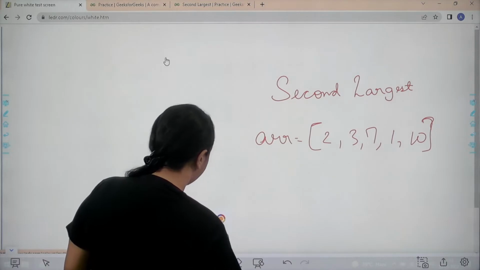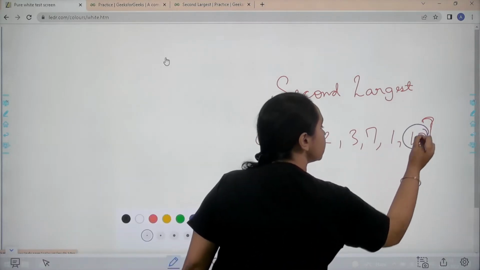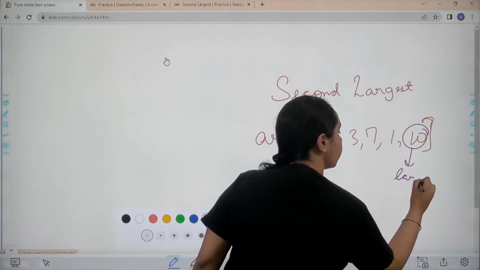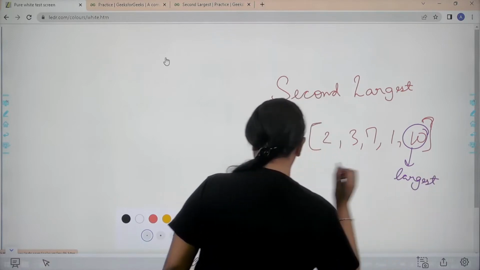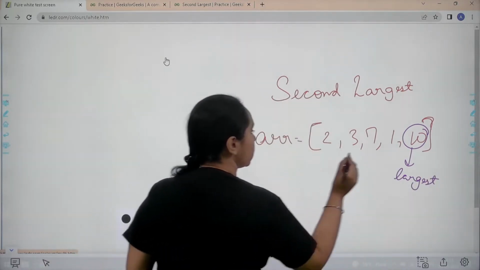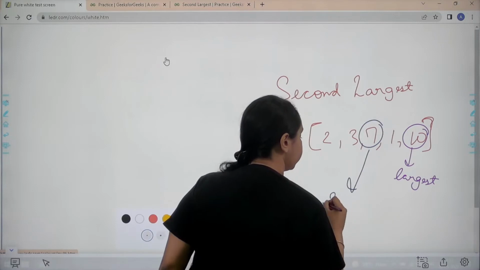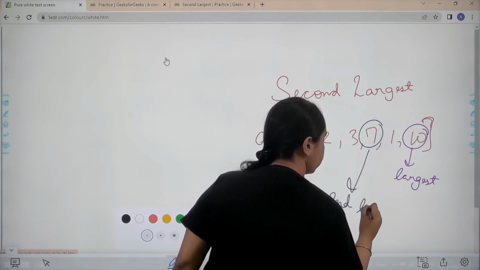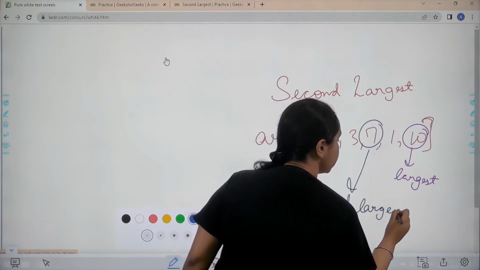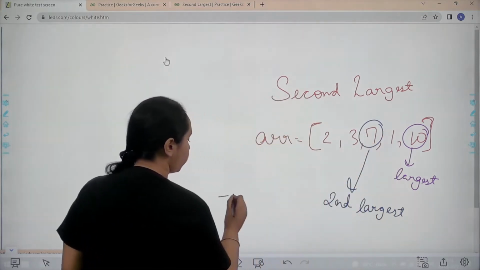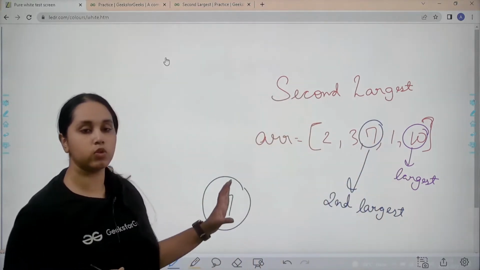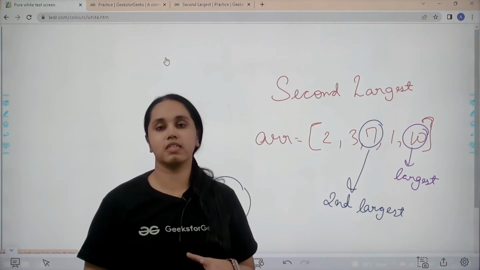See, I can clearly see this is the largest. So if it is the largest, then the second largest is this. So what do we need to do? We need to give the output as 7. So we need to give the output as 7 and this is the question.